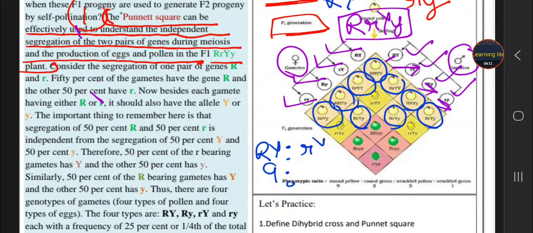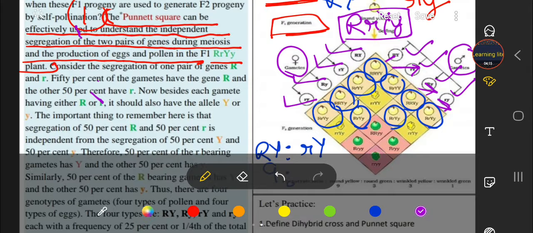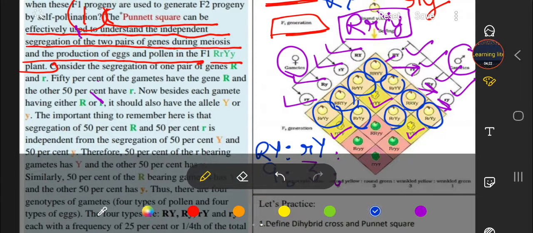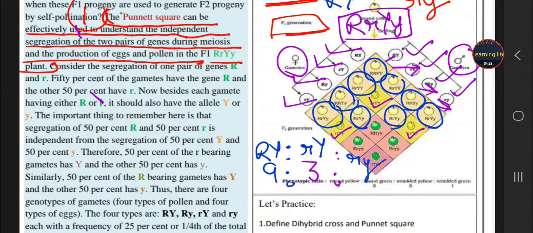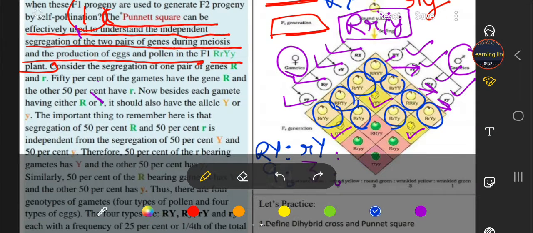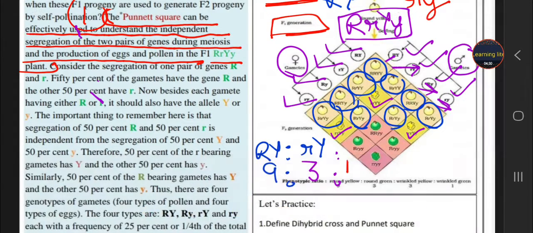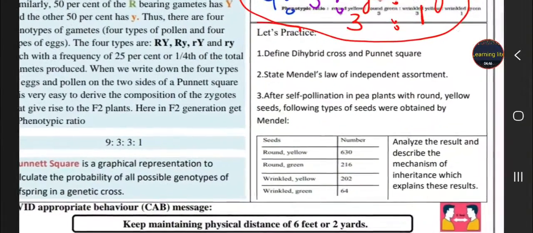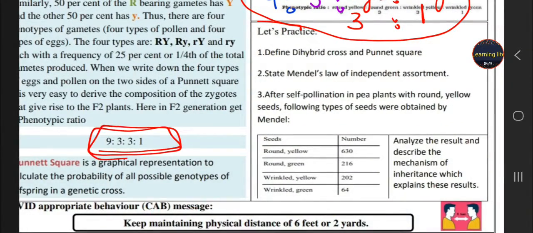Now the next one is small r capital Y. 1, 2, 3. Now the next one is small r small y. Sorry, before that we have to write capital R small y. 1, 2, 3. Last one small r small y, that is only 1. So we get the ratio 9, 3, 3, 1. Okay, students, this is the phenotypic ratio of that.